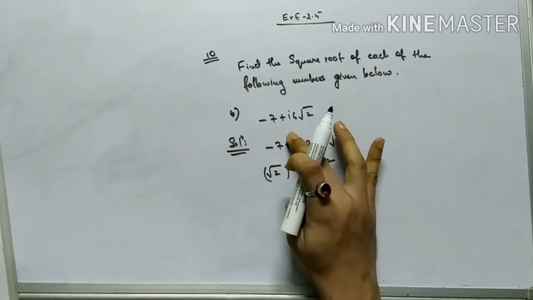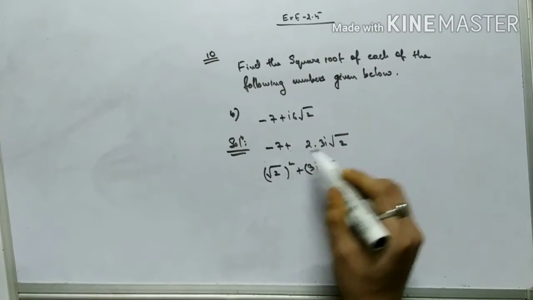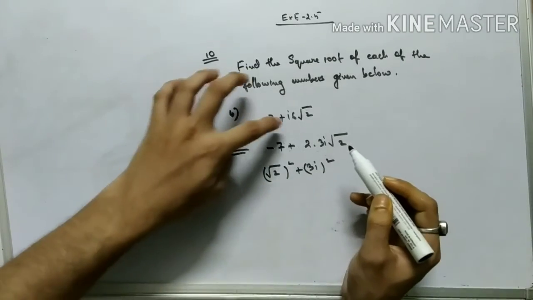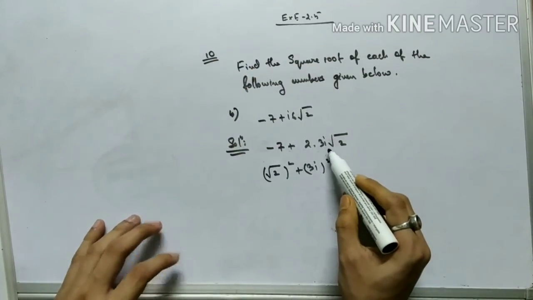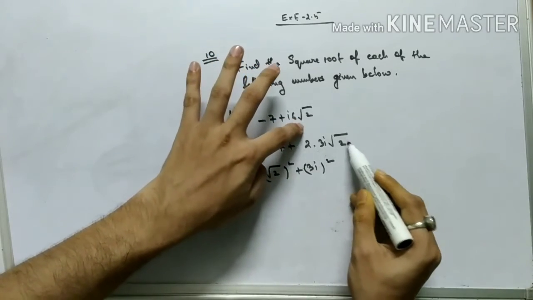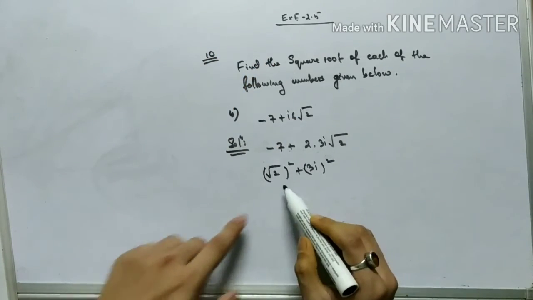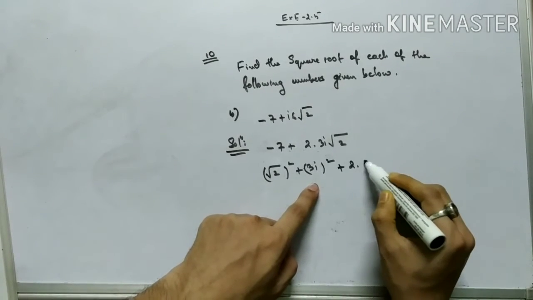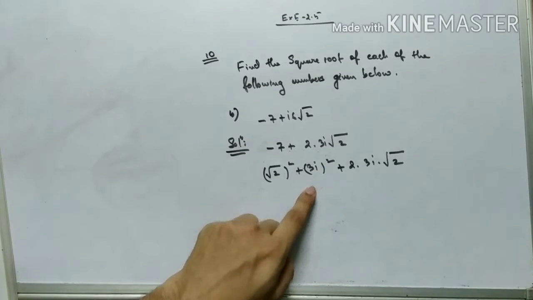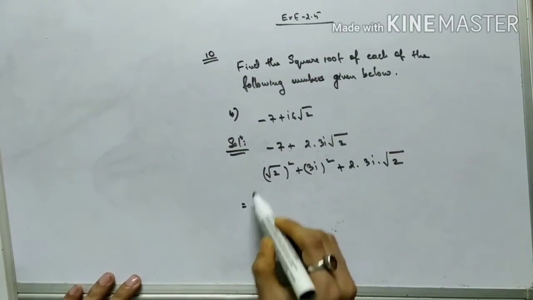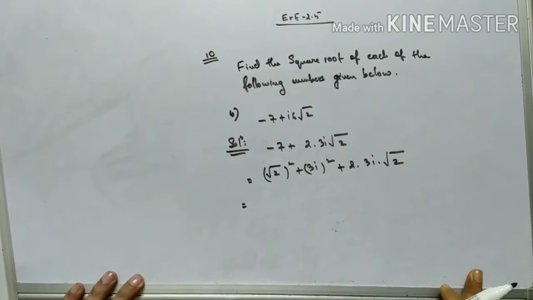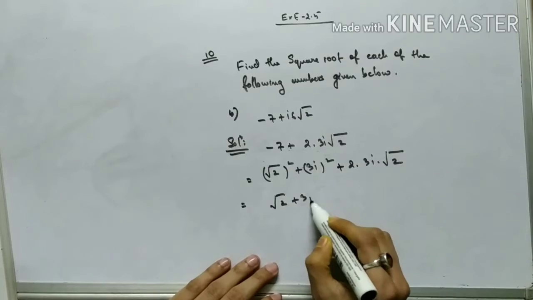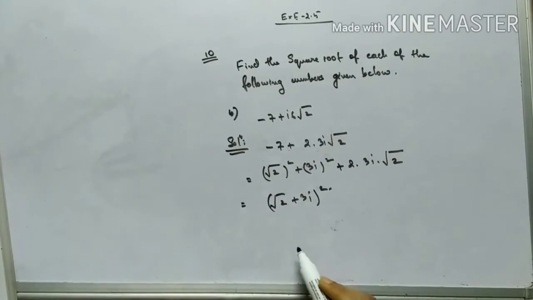Sorry, I will write it in here. Okay, minus 7 plus i6 root 2 I have written as 2 into 3i into root 2. So root 2 the whole square plus 3i the whole square plus 2 into 3i into root 2. Understand? So therefore this is the root 2 plus 3i the whole square formula.